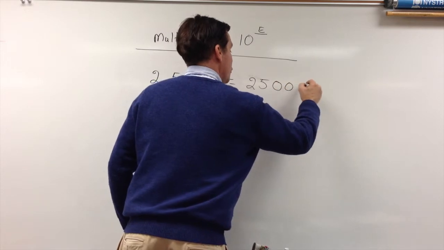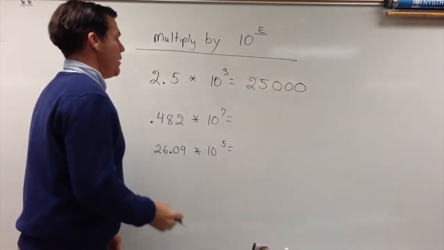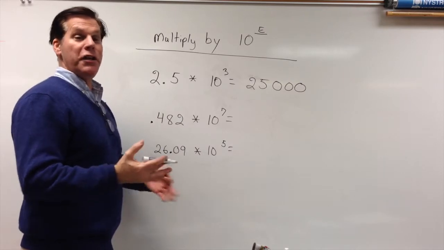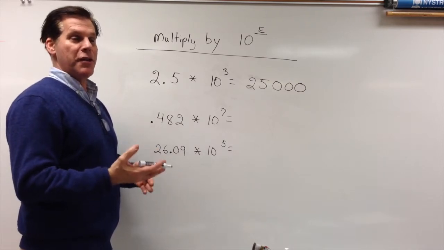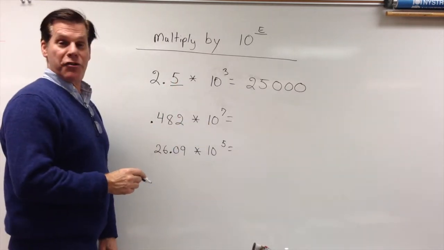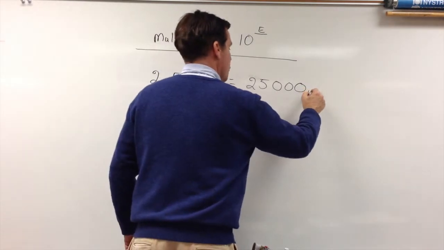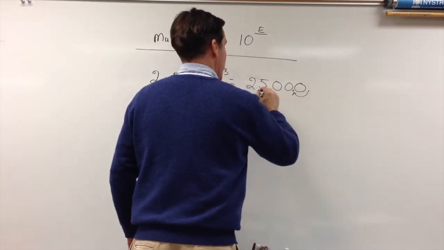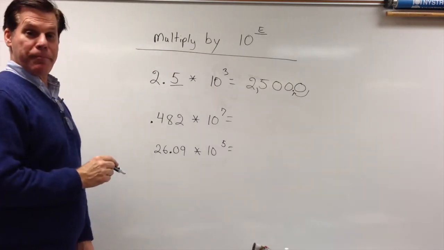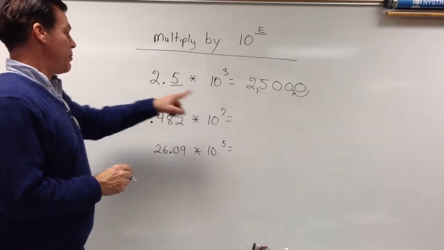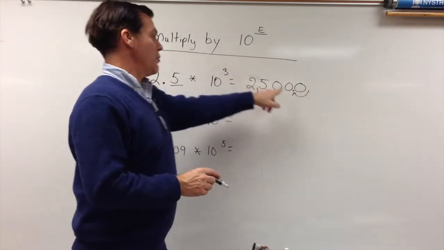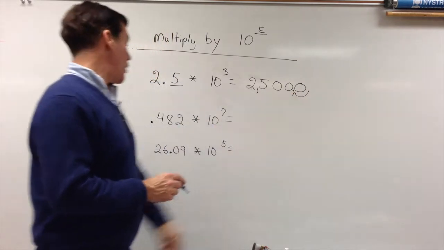1, 2, 3 zeros. And then, just like any time we're multiplying with decimals, all I need to do is count decimal places. How many decimal places are there in my problem? I only see one decimal place there, so I'm going to move it in one decimal place, and my answer is 2,500. Okay? Notice I didn't put the decimal here or there. I just write down the number, 3 zeros, and move the decimal in one.